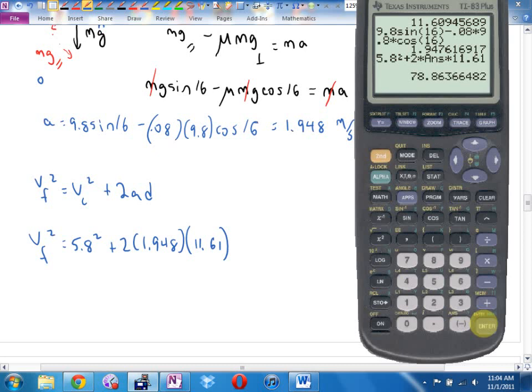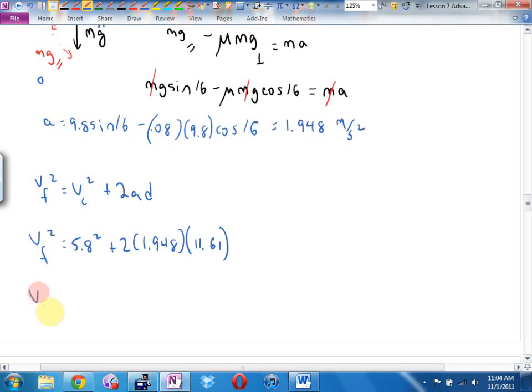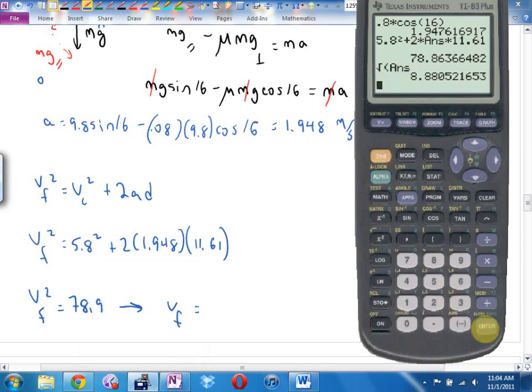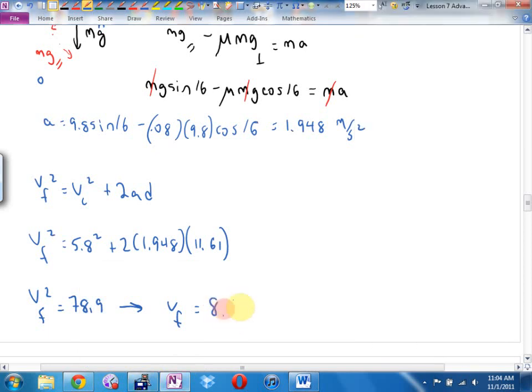78.9. How do I find VF? Take this number and do what? Square root. 8.88 meters per second. About 32 kilometers an hour. Sure, that seems okay.